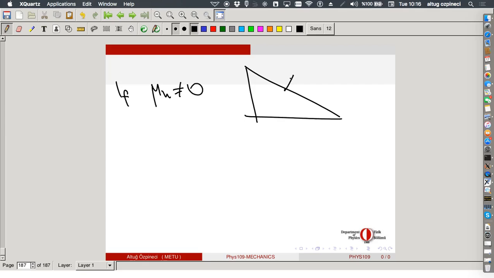This is our system. We have this mass m. It will be moving downward. This is the direction of the speed. So the friction force in this case is pointing backward.